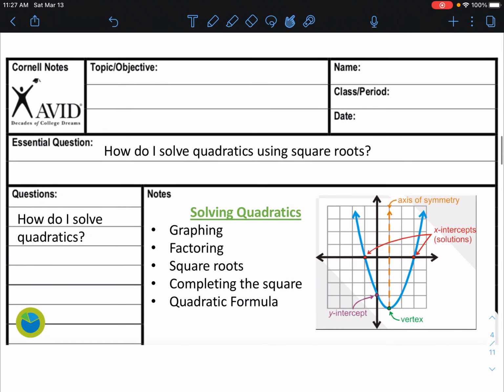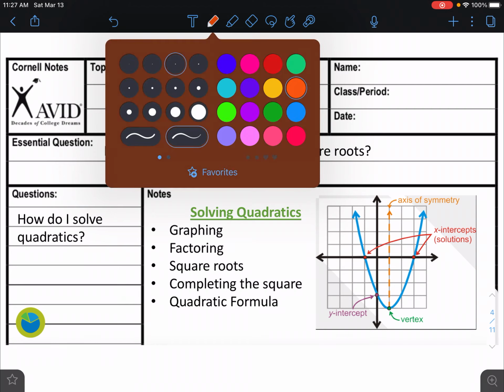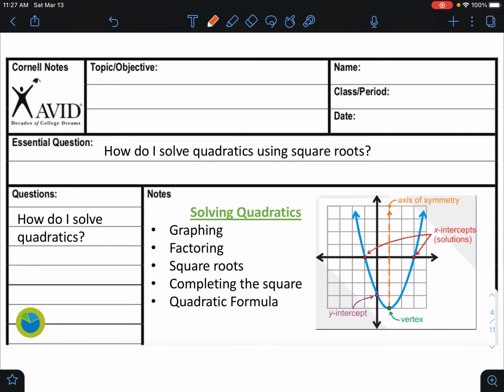All right, so what we've been discussing is how do we solve quadratics. A reminder that when solving quadratics, we're really looking for, again, that point or those points where they cross the x-axis, okay? So we are going to focus on these three in this mini unit for the rest of quarter 3: solving by square roots, completing the square, and the quadratic formula.